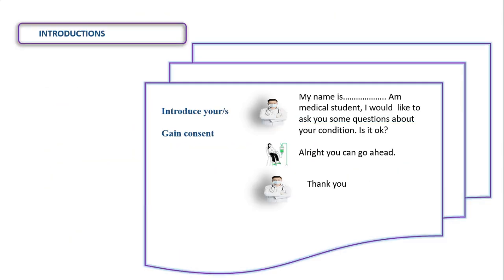Okay, so the introduction is that as a student, you are going to pick a patient, and this is how you're going to approach the patient. You're going to introduce yourself. You tell the patient, my name is Michelle. I would like to ask you some questions about your condition. And then the patient should give consent. That's when you can start interviewing the patient.